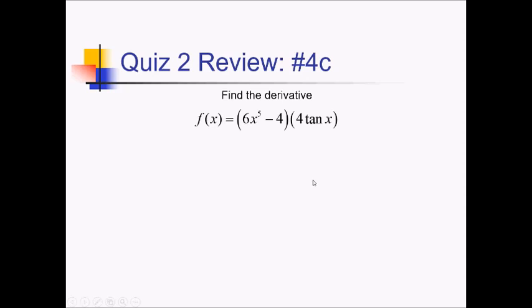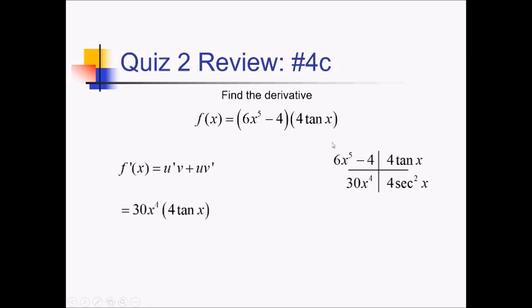To find this derivative, I will use the product rule, u prime v plus uv prime. For our box and ribbon, we've got 6x to the 5th minus 4 and 4 tan of x. In the lower boxes here, we have their derivatives, 30x to the 4th, and derivative of tan is secant squared, so this will be 4 secant squared of x. Using the ribbon to put it together, this is going to be 30x to the 4th times 4 tan of x, plus, parentheses 6x to the 5th minus 4 times 4 secant squared of x.